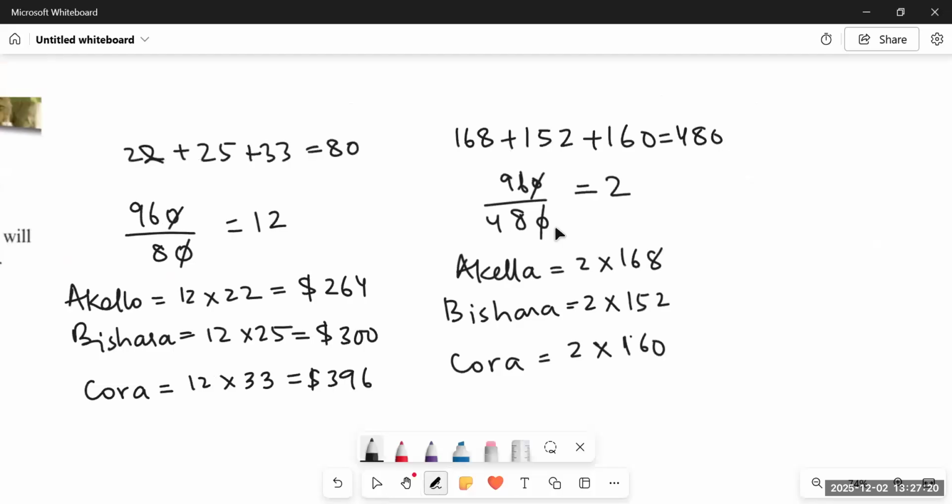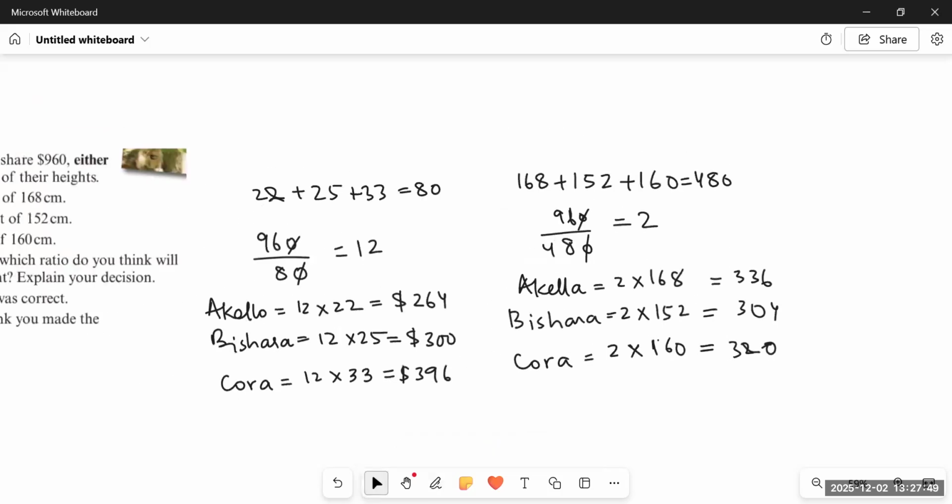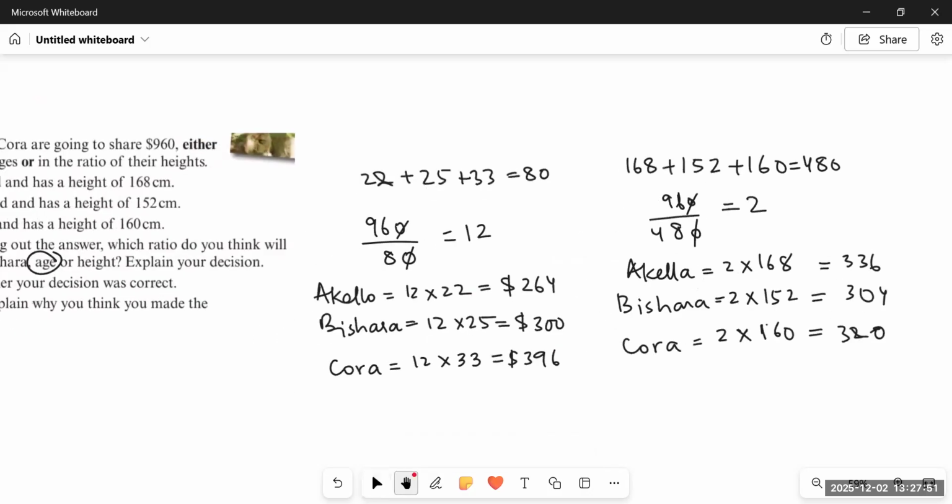So according to their heights, Akelo will get $336. Bishara will get 150. The double of 150 is 300. So 152 times 2 is equal to 304. And for Kora, it's 2 multiplied by 160, so it would be $320. So if we divide the ratio according to their heights, Bishara is getting $304.